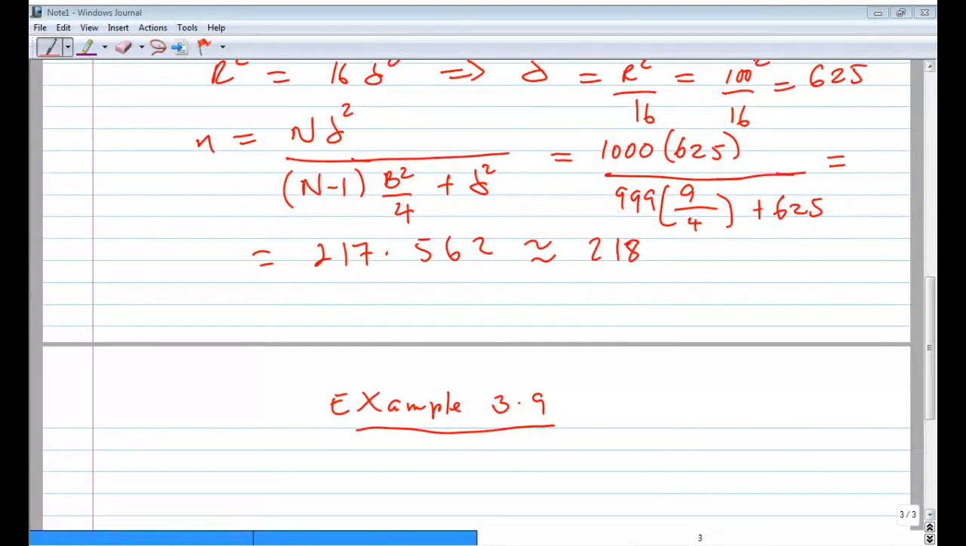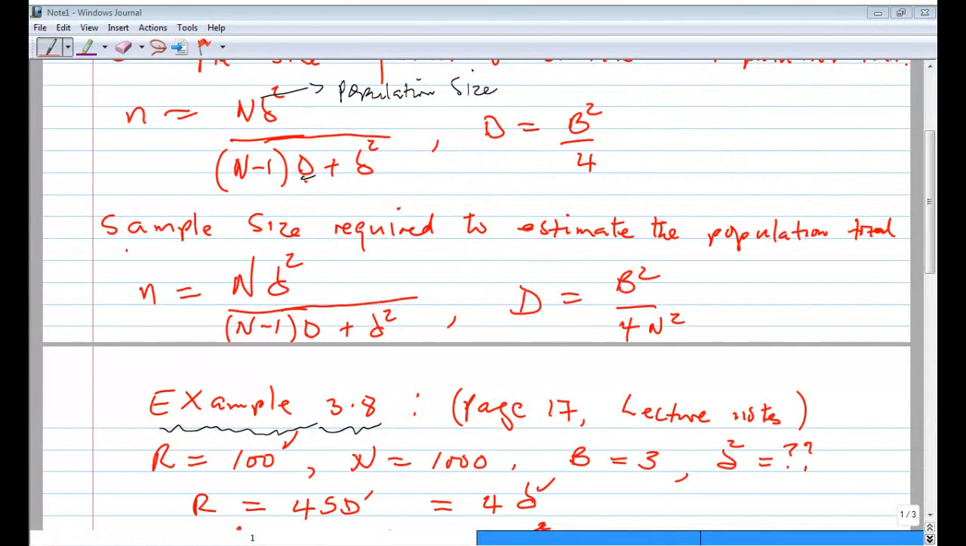So, which study guide are you using? I'm not using a study guide, I'm using the lecture notes. In the study guide, the example that we were just doing is 3.6. Don't consider the study guide because some of the exercises and examples are not there. It's incomplete. Just use the lecture notes, page 17, example 3.9.